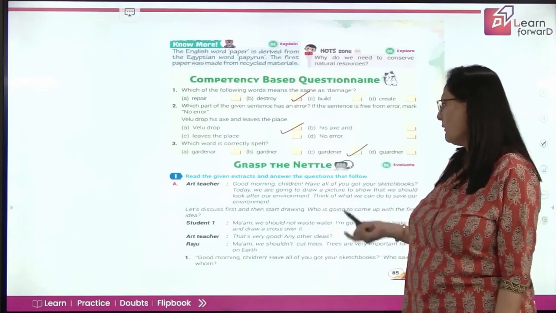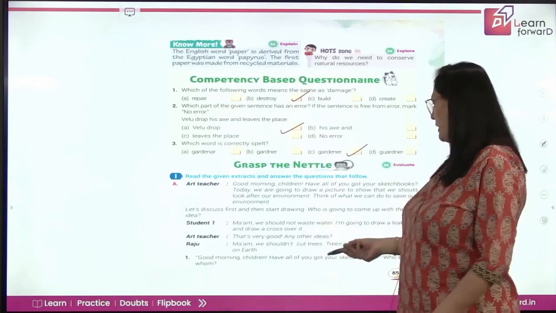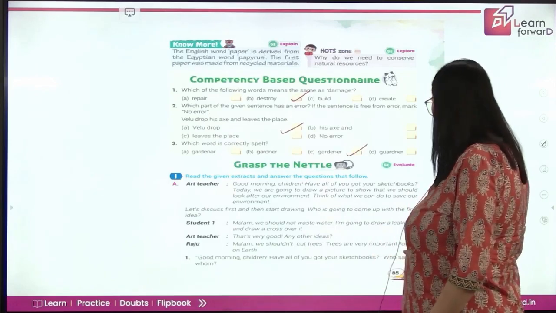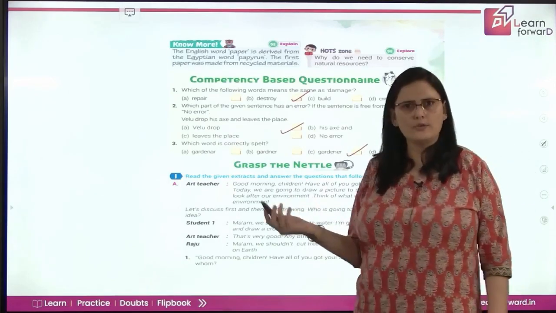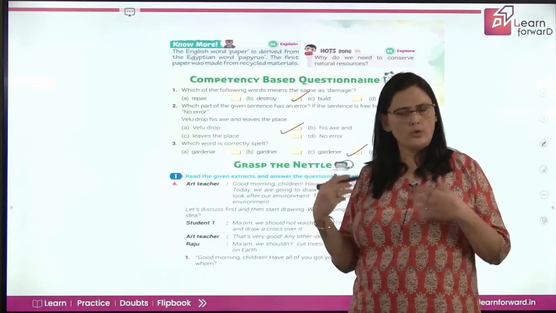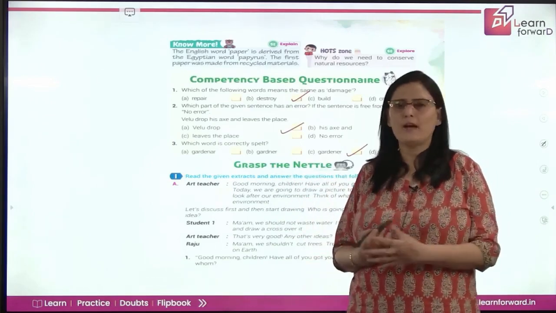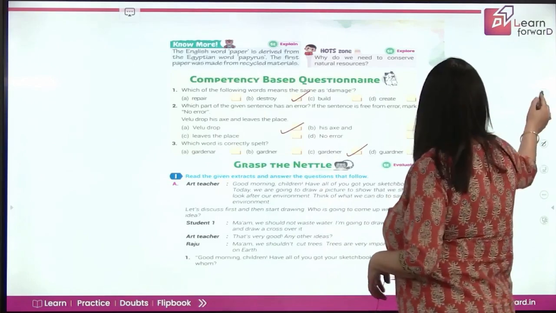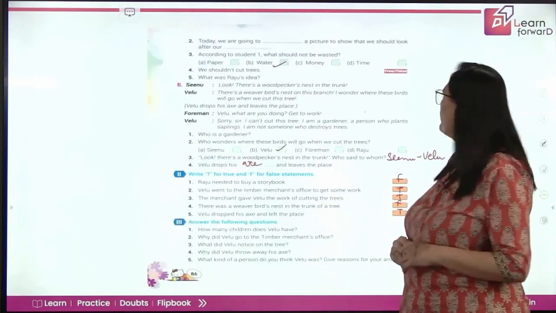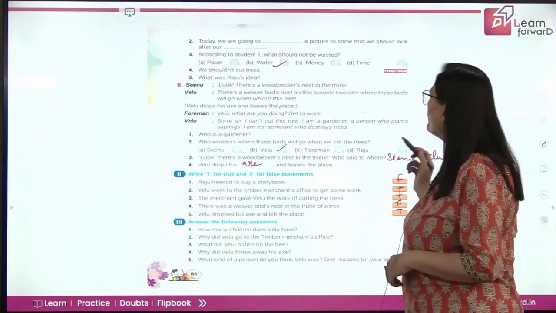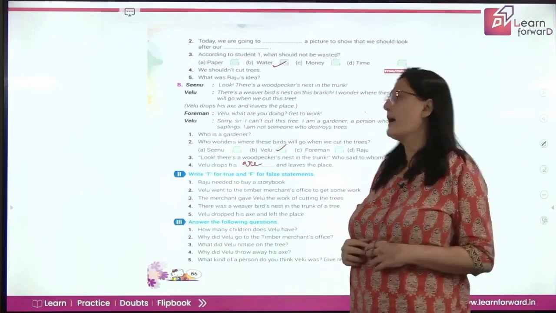Now, based on the extract, we need to answer the questions. Good morning, children. Have you all got your sketchbooks? Who said to whom? So, the art teacher said these words. She asked all the children whether they have brought their notebooks or not. Today, we are going to draw a picture to show how we should look after our environment.